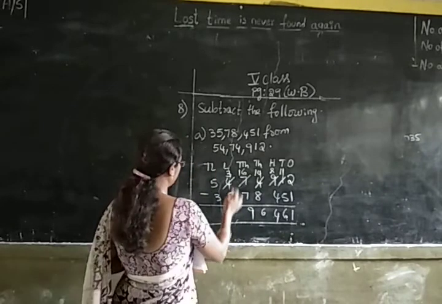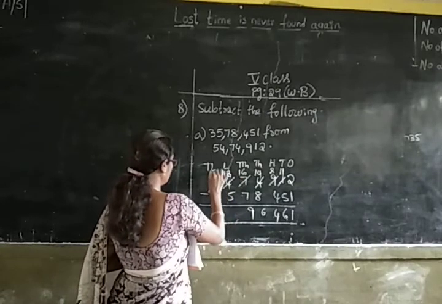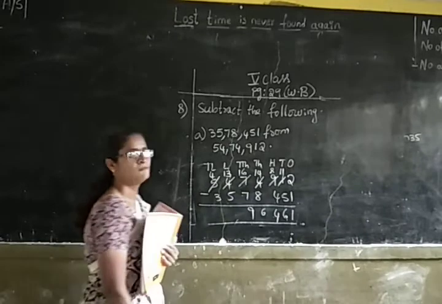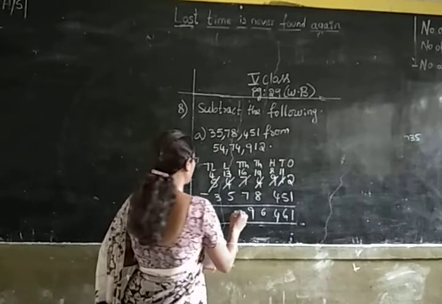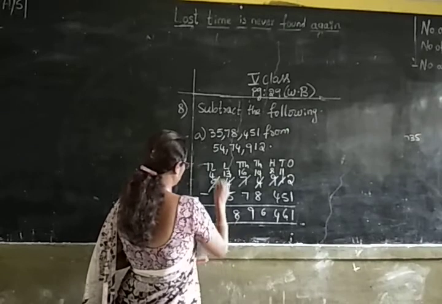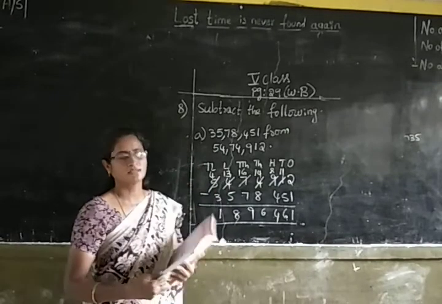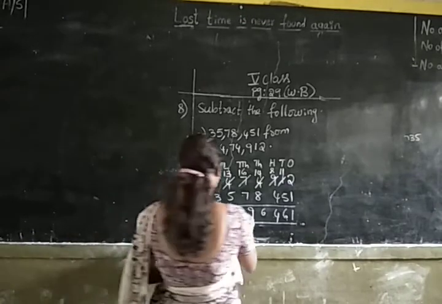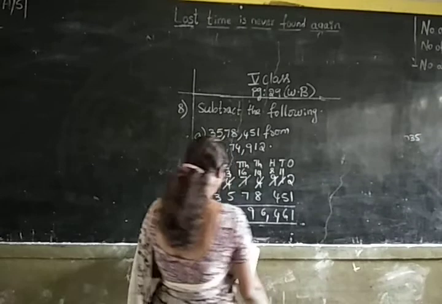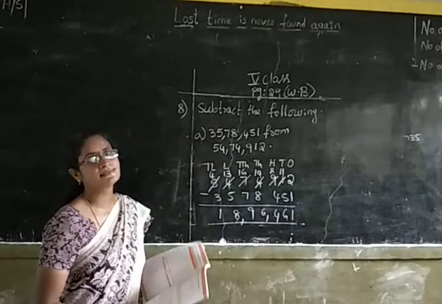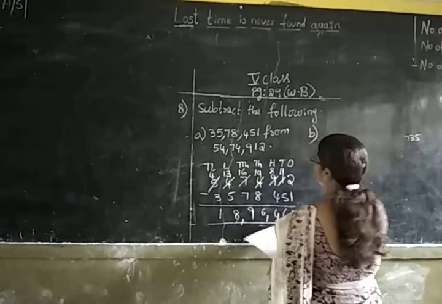You can't subtract 5 from 3. So 3 has to borrow. 3 will become 13 and 5 will become 4. 13 minus 5 is equal to 8. And 4 minus 3 is 1. So the answer is 18,96,461. Now let us do the B sum.